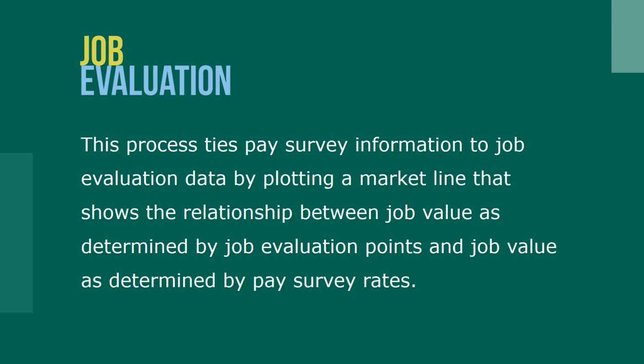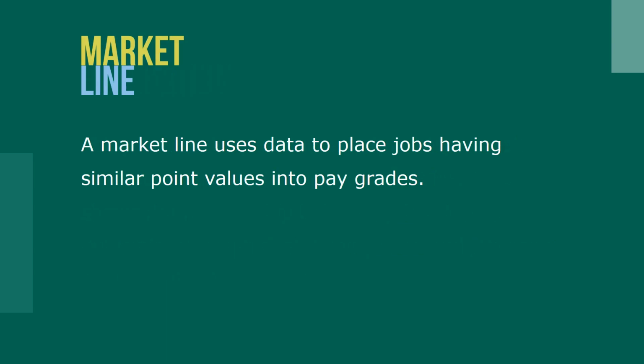One approach for determining pay grades uses job evaluation points or other data gathered from traditional job evaluation methods. This process ties pay survey information to job evaluation data by plotting a market line that shows the relationship between job value as determined by job evaluation points and job value as determined by pay survey rates. Market lines are developed by using statistical analysis techniques to calculate the regression equation. A market line uses data to place jobs having similar point values into pay grades. Pay ranges can then be computed for each pay grade.